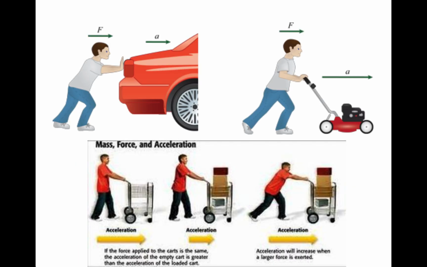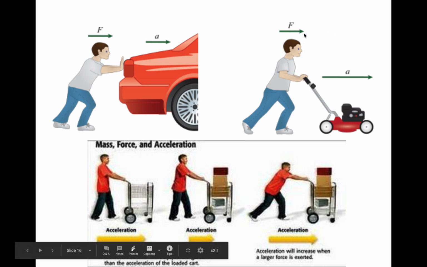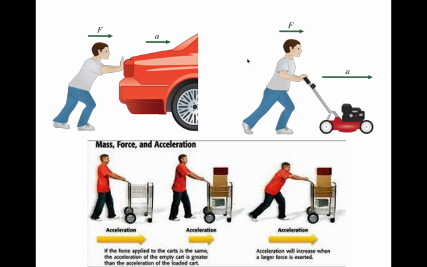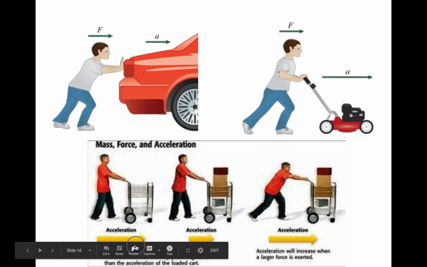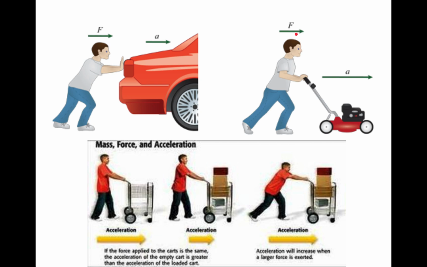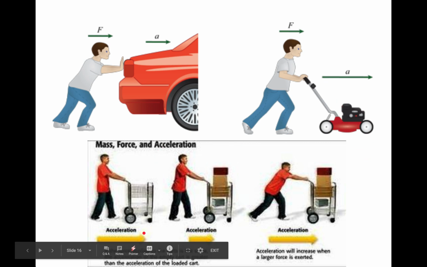As you can see, we have a little diagram of people pushing stuff, such as diagram A, pushing a car. Force is on the guy's head, and then acceleration is toward the car. Force on the guy's head once again, and force on the guy's head and acceleration on the push mower.